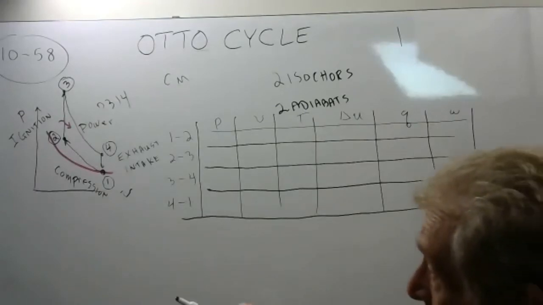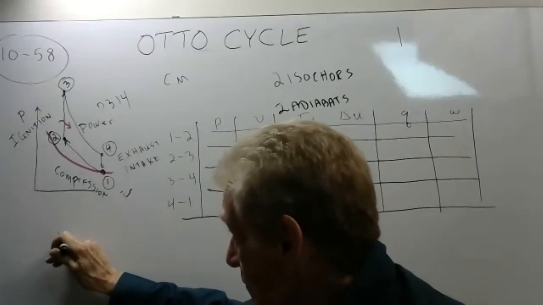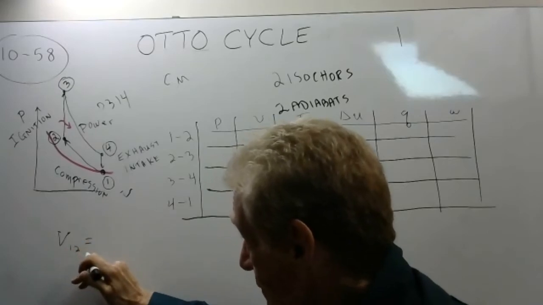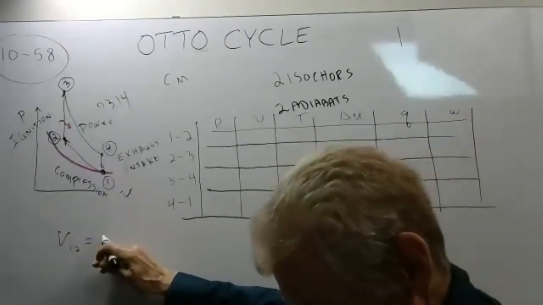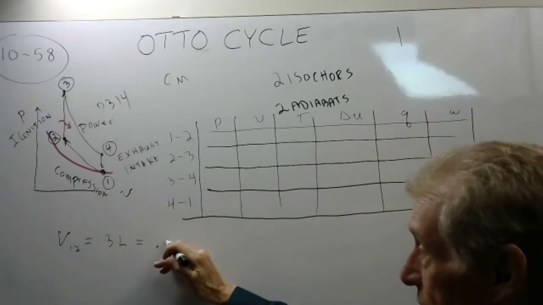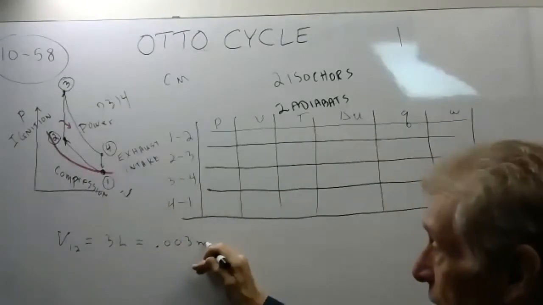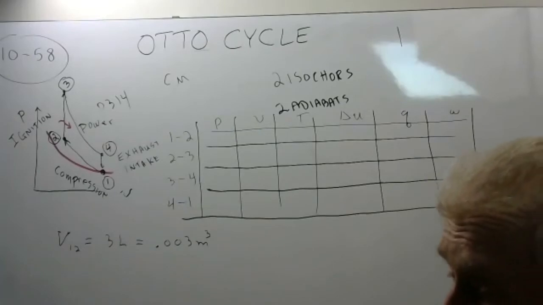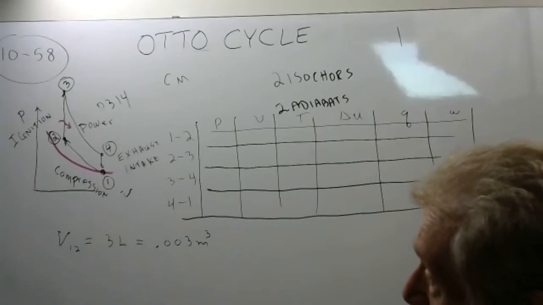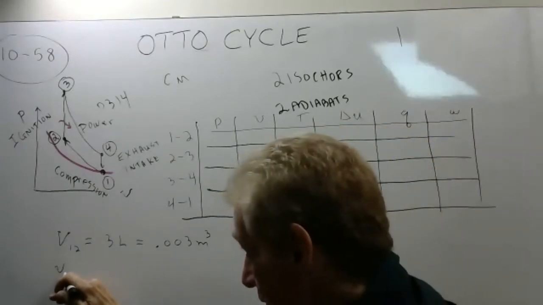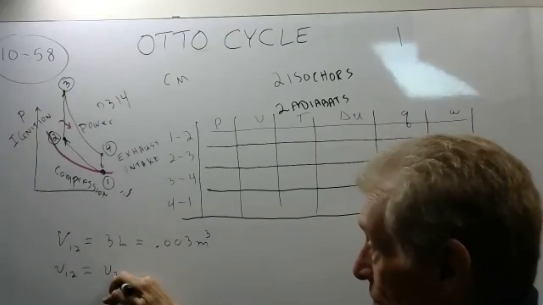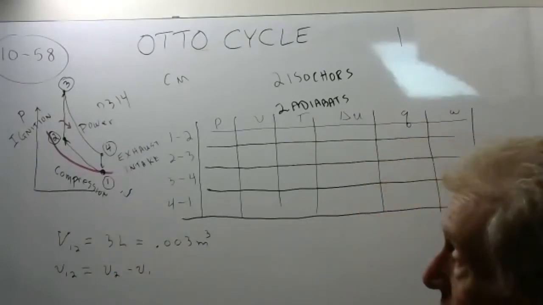What they're talking about there is the volume change from 1 to 2 is equal to 3 liters. If you wanted in cubic meters, it'd be 0.003 cubic meters. There's 1,000 liters in a cubic meter. Now, what we're dealing with is little v, little v from 1 to 2. I tell you what that would be. That would be little v2 minus little v1.